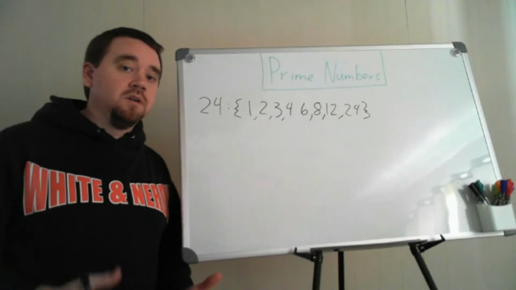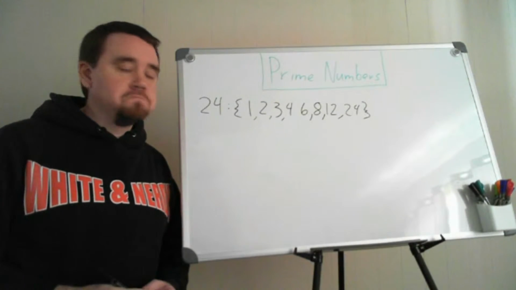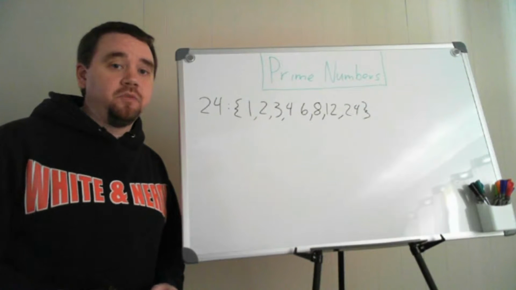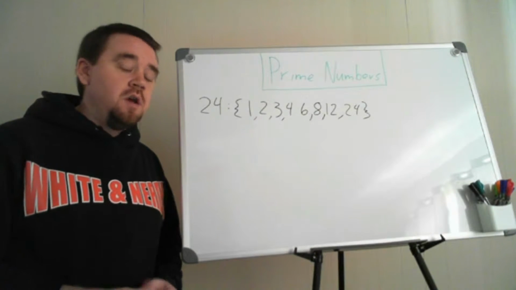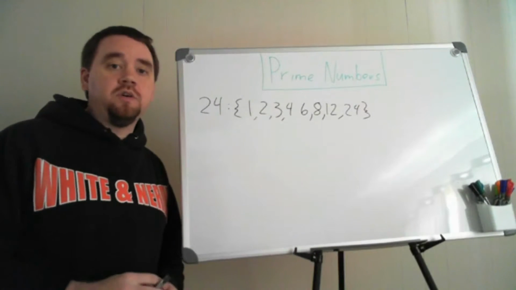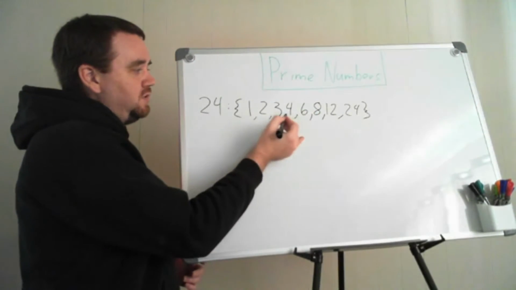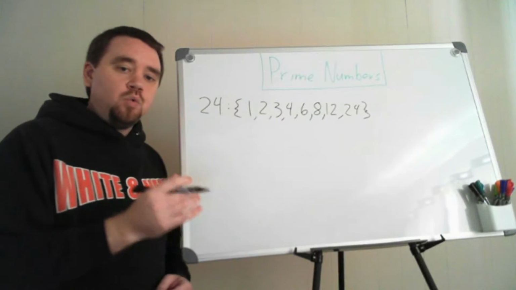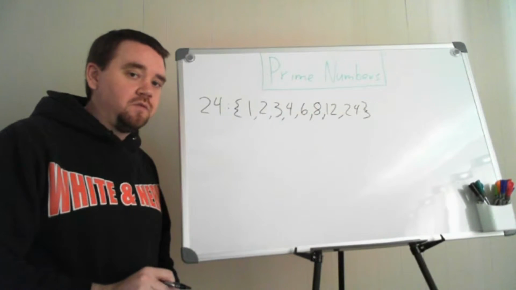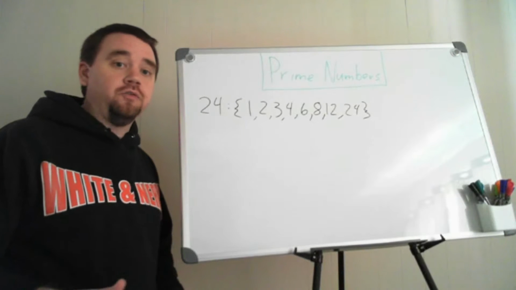Now check the next number, 5. Does 5 go into 24? No, it does not, not nicely, so we don't count 5 as a factor. What's the next number? 6. Does 6 go into 24? Well, obviously, we've got it right here. We know 6 times 4 is 24. Do I need to keep going through the rest of the numbers up to 24? Hopefully you can see the answer is no.